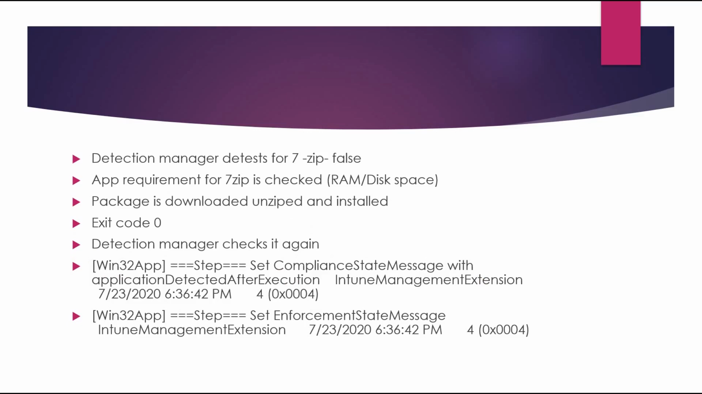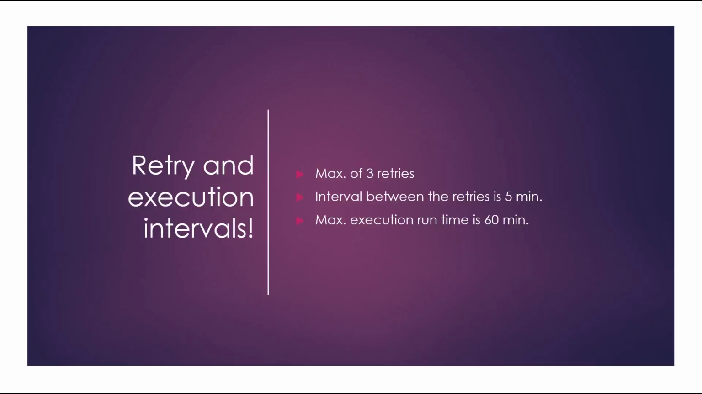Okay, so all right. And as far as retry counts are concerned, we have a maximum of 3 retry counts, and the interval between each retry is 5 minutes. The maximum execution runtime is 60 minutes. What it means is if we are installing any application, if it took more than 60 minutes, then it's going to time out. So it's a default timing that we have as of now. I'm not exactly sure if this is going to change in any time future.